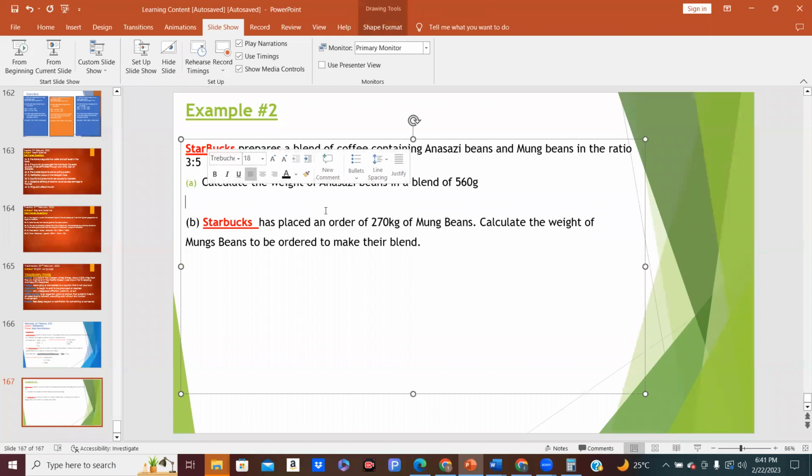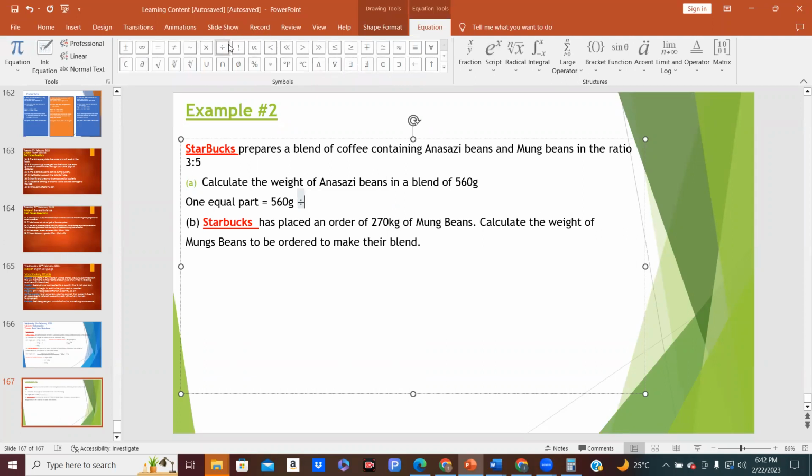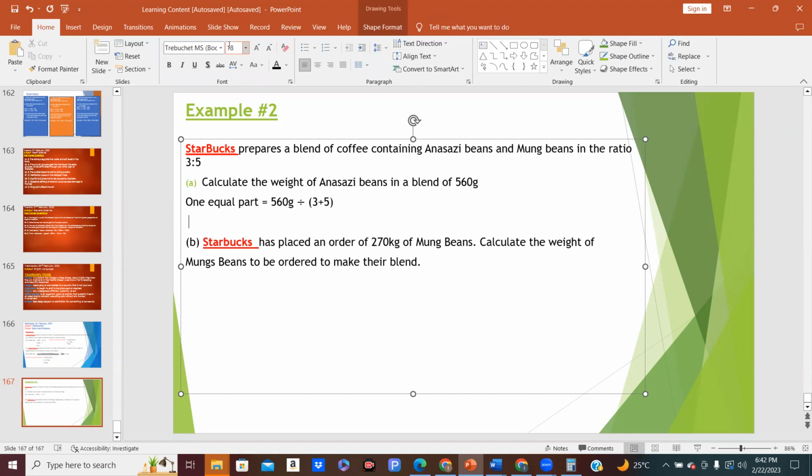Mm-hmm. Good. So, how are we going to be doing this, take one for A? First, you have to find what is one equal part. How are we going to do that? Well, first, we're going to find the sum of the ratio and then divide that by 560. Very good. So 560 grams divided by, what is the sum? The sum is 8. Very good. So we have 3 plus 5, that will be 8.